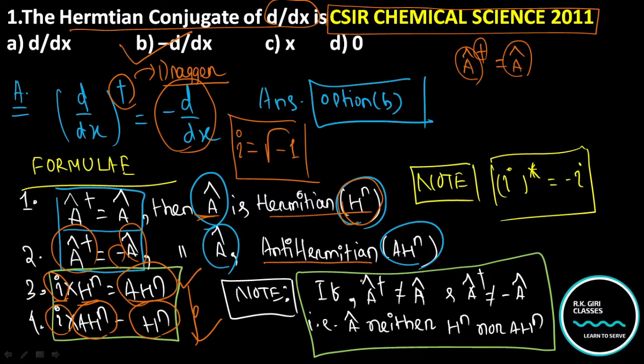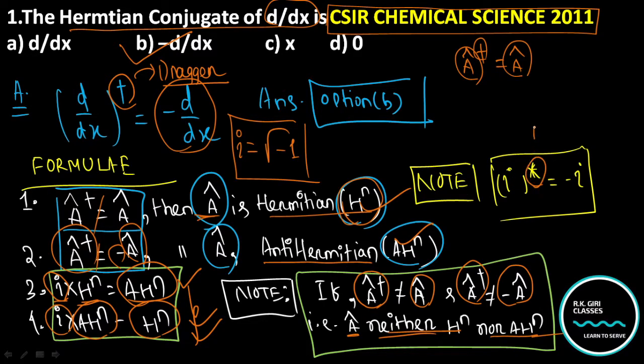And suppose A dagger is not equal to A, and A dagger is not equal to negative of the operator, that means A is neither Hermitian nor anti-Hermitian. Here this is the Hermitian condition, and here the anti-Hermitian condition. If not equal, then it is neither Hermitian nor anti-Hermitian. It's a very important point.